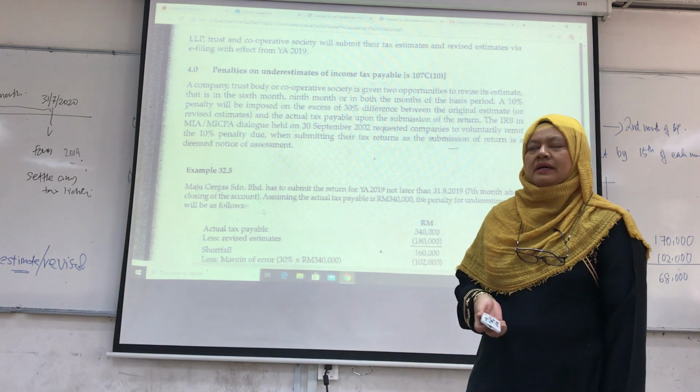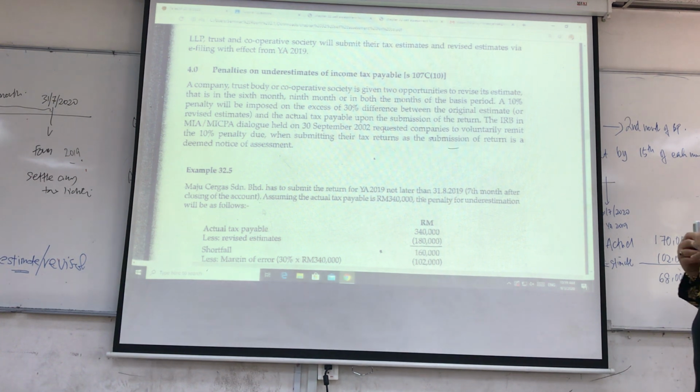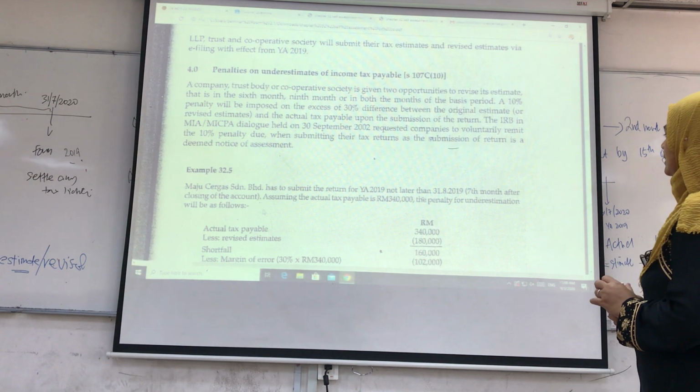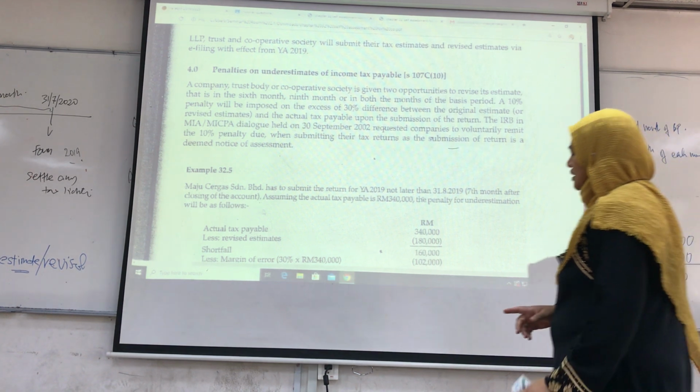Depends. Is it okay to underestimate? Depends. The law says that a company, trust body or cooperative society is given 2 opportunities to revise its tax estimate in the 6th month, 9th month or in both the months. A 10% penalty will be imposed on the excess of 30% difference between the original estimate or the revised estimate and the actual tax payable upon the submission of the return. The IRB held that the company should voluntarily remit the 10% penalty due when submitting their tax return, and the submission of return is deemed notice of assessment.